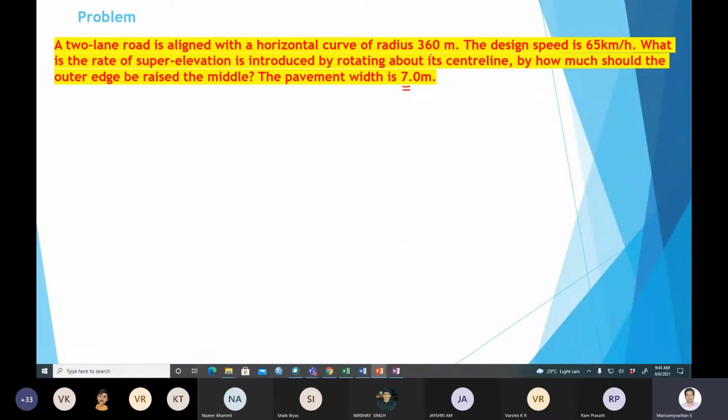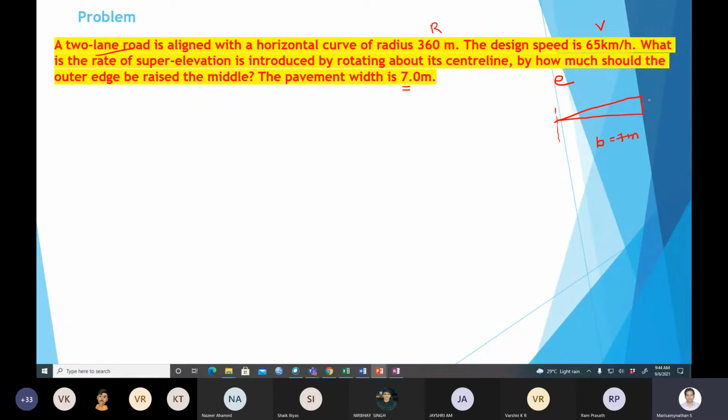So what they're telling us is, the radius of the horizontal curve R is given, and the design speed V is given. They are asking, if you are providing the super elevation e, then what will be the rise value? So this is the rise we are providing with respect to the center line. They have mentioned that the pavement width B is equal to 7 meter because this is a 2-lane road.